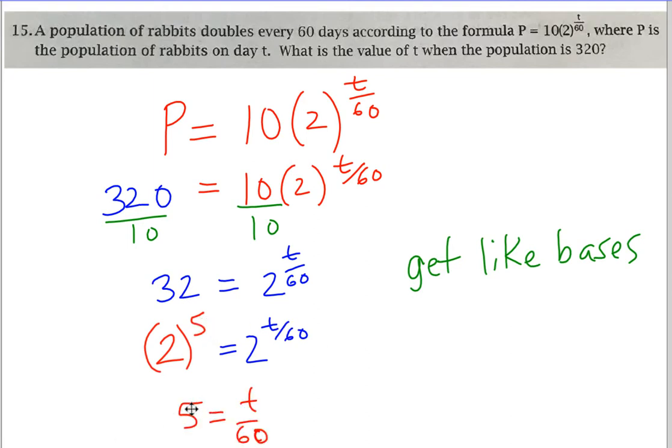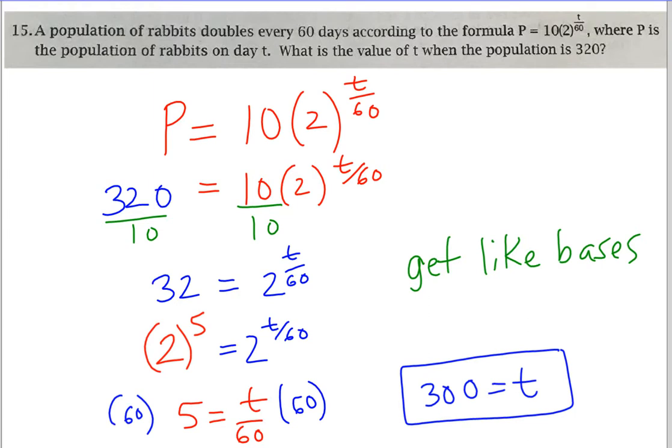So 5 is equal to t over 60, which is the exact same equation I got after I used my log base 2 of 32. Multiply both sides by 60, and I get the same answer. So 2 different methods, doesn't matter which one you use.